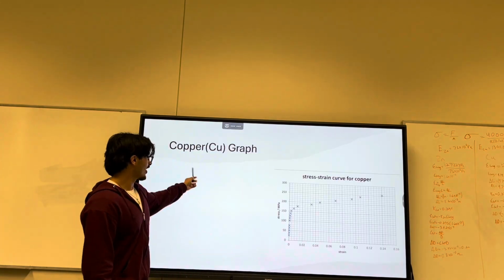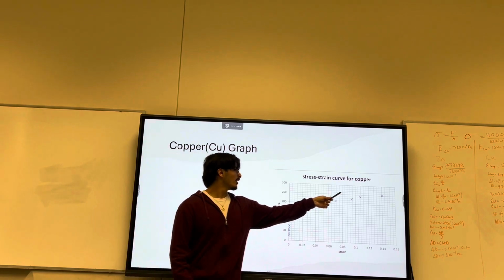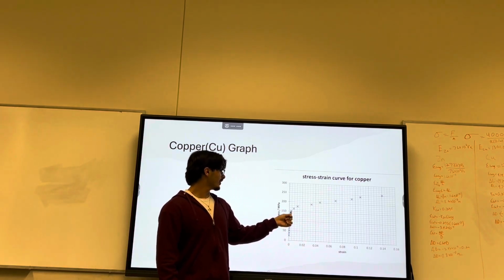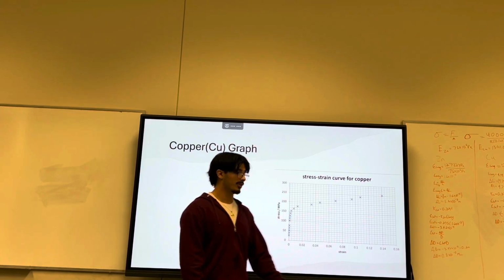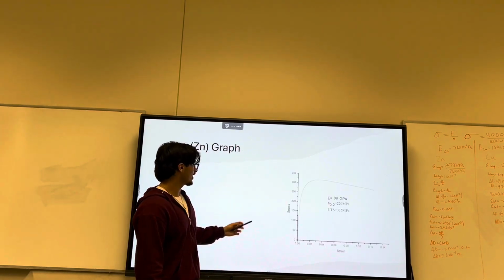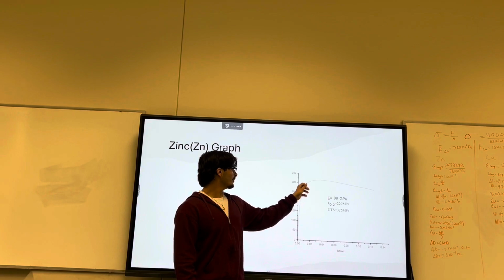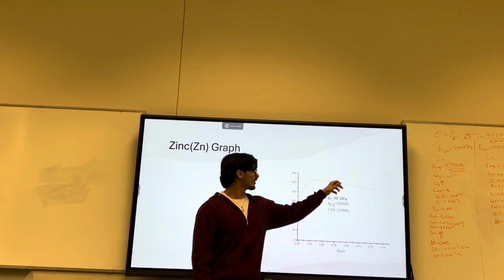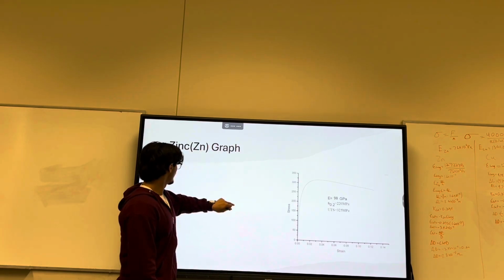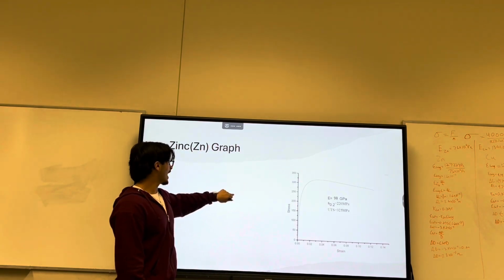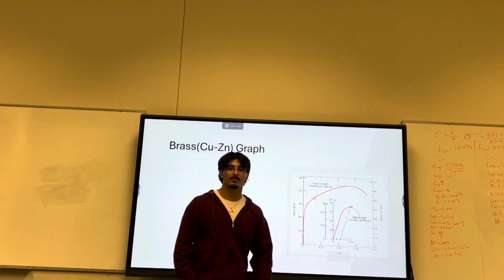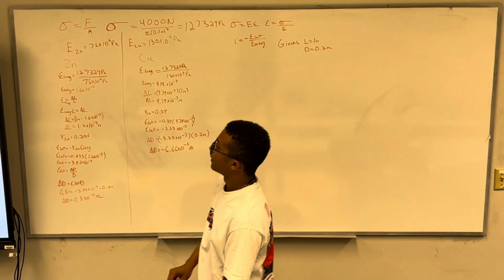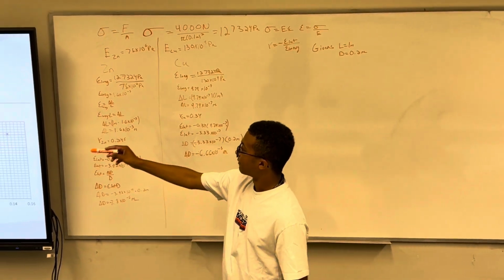Okay. So our copper graph here, as you can see from the data points, this is the linear region. This is where you have your hardening and necking, and then eventually fracture point. Same thing for zinc: linear region, necking, fracture point. And finally our alloy, copper zinc, aka brass. Same thing.